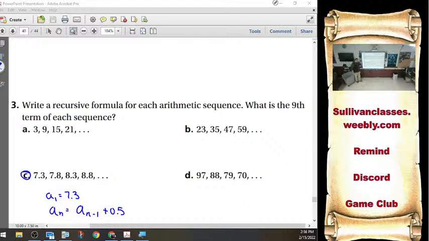0.5. So there's my formula. And it is 2 parts. You have to have both to have the full formula. And then after that, it says go find the 9th term. So grab yourself a calculator. Plus 0.5 equals, plus 0.5 equals, plus 0.5 equals, plus 0.5 equals. Do that until you hit the 9th term.